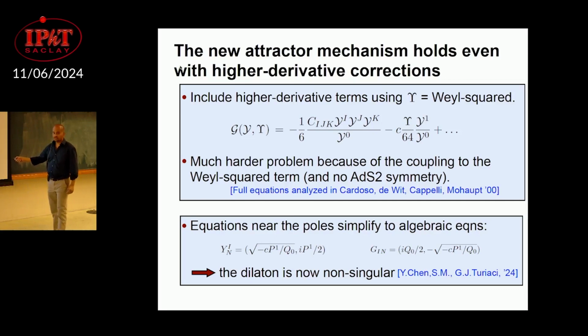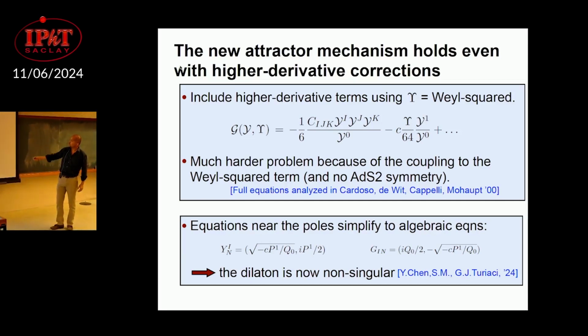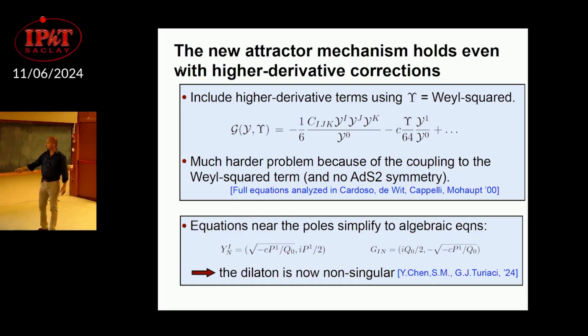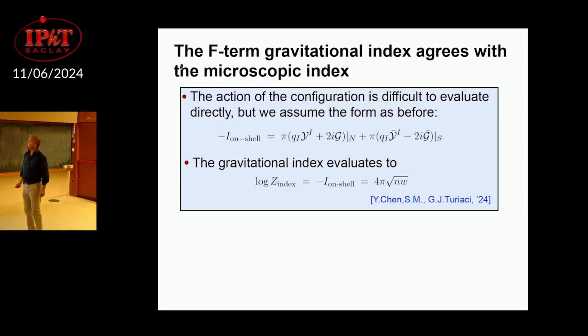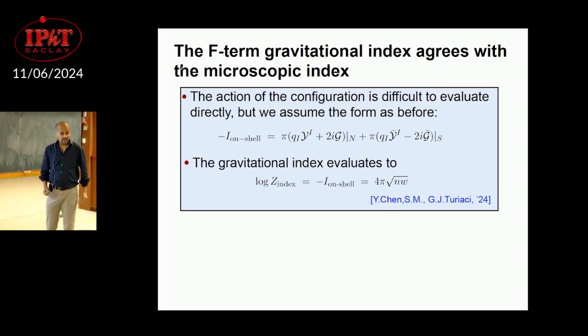But near the poles, you again get algebraic equations, and you can solve them, and with this prepotential this is your answer. Y and g take these values here. C is really 1 in the example that I'm discussing, but I've put a C there to show you that if you only took the two-derivative term, this would be 0. That's the thing that's making the solution non-singular. This is a paper with Yiming Chen and Joaquin Turiaci. Good. So now the next task is to calculate the action.